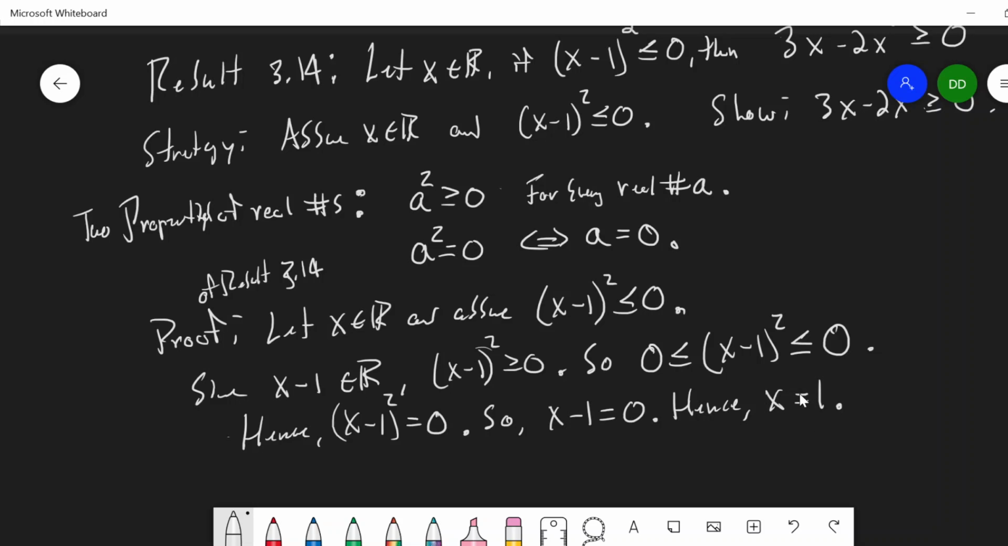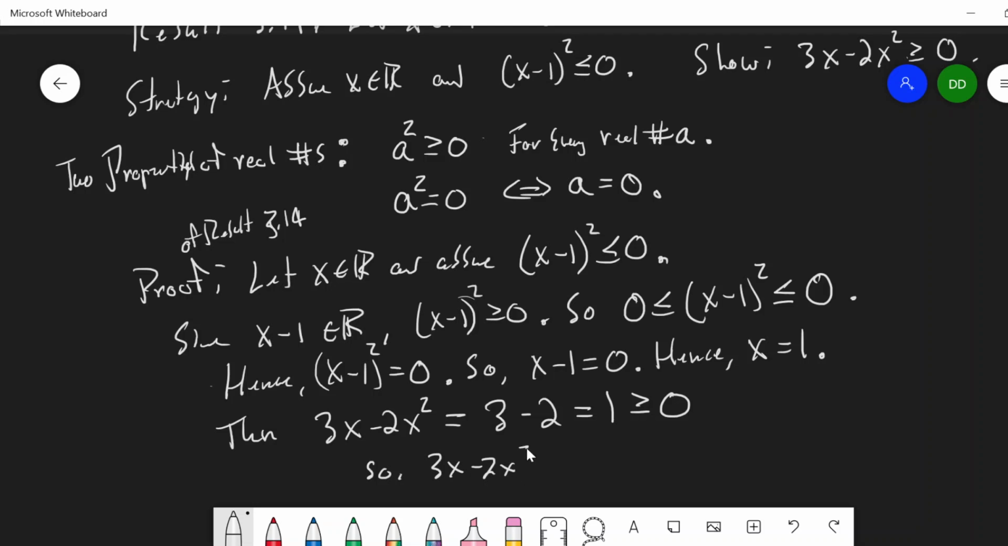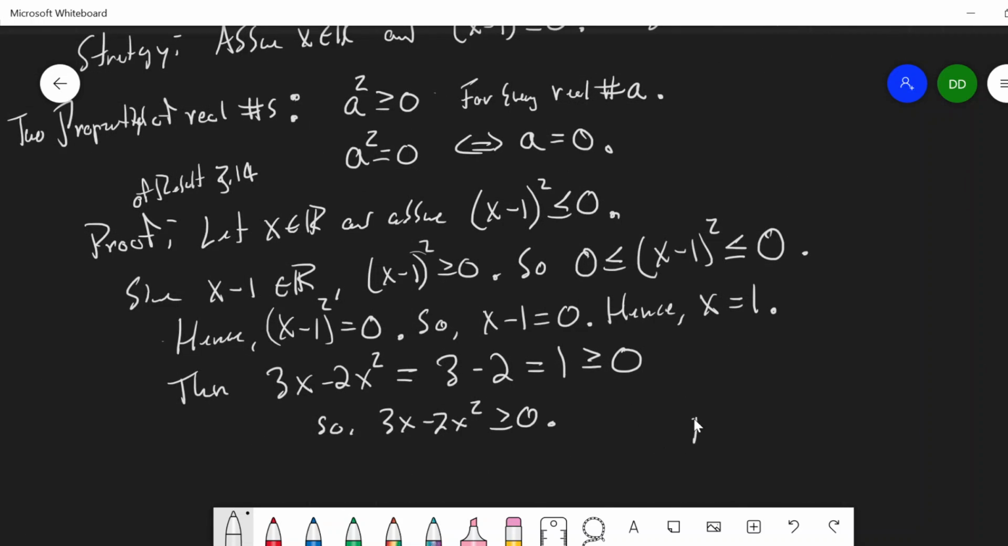Now I have something tangible to work with. I know that x is equal to 1, and so now it's very straightforward to show the conclusion. I just plug it into this open sentence and show that it's true. So x is equal to 1, then 3x minus 2x squared is equal to 3 minus 2, that's equal to 1, which is greater than or equal to 0. That is, 3x minus 2x squared is greater than or equal to 0. That's what I wanted to show, and so now I can conclude my proof.